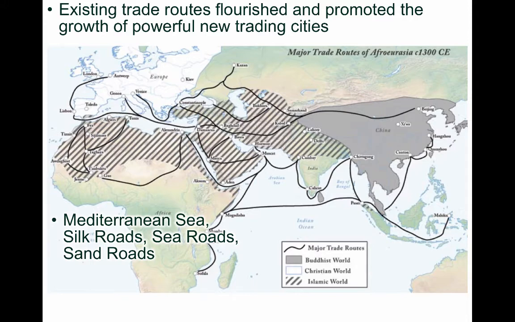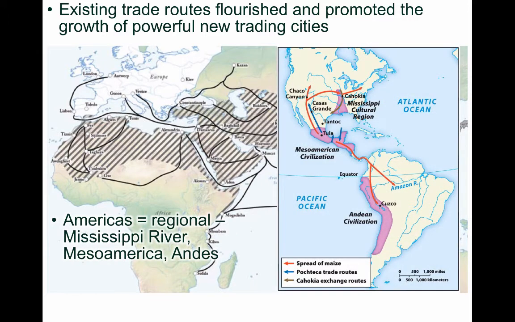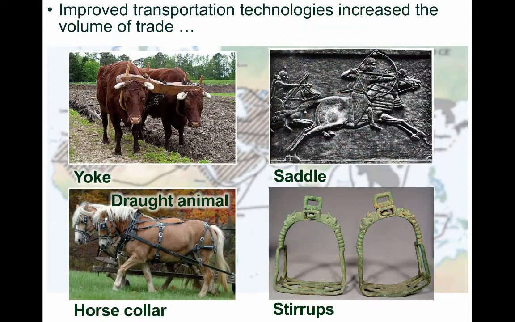Regional trade routes developed in the Americas, across the Mississippi River, Mesoamerica, and the Andes. But no long-distance interregional trade routes emerged as in Eurasia and Africa. Improved transportation technologies led to an increased volume of trade and expanded the geographical range of existing and newly active trade networks. Saddles, invented in the 7th century BCE by nomadic horsemen, and stirrups, invented in India prior to the 2nd century BCE, diffused throughout Eurasia across the Silk Roads, making transportation faster and easier.